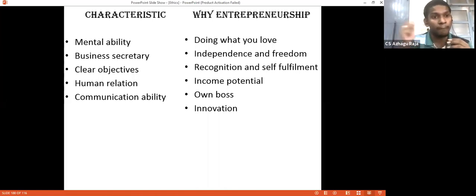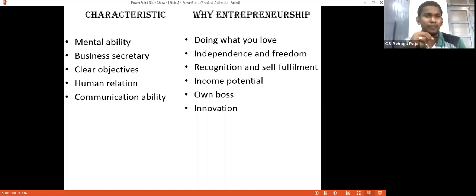That is how the term secretary came into existence. So the business secretary keeps all the secrets of the business, and that is why entrepreneurs are also called business secretaries. And then they have a clear objective: what they have to do, where they have to reach, they know for sure. They also deal with human relations, and they should have communication ability, because without communication ability, they may not be able to reach people.